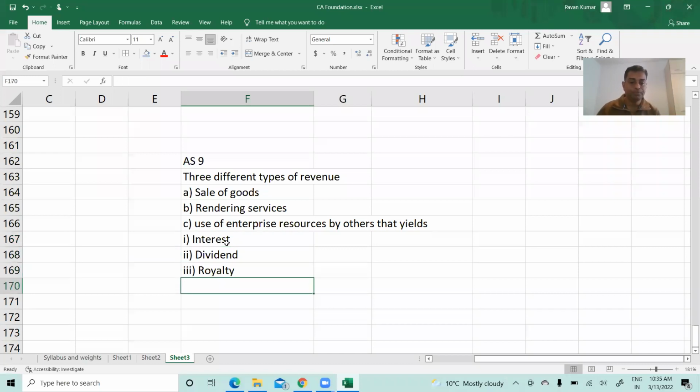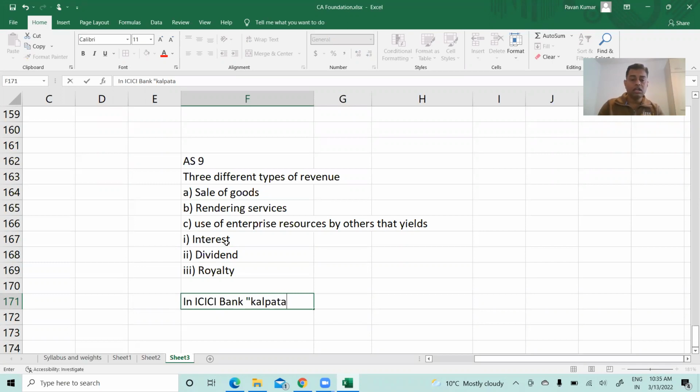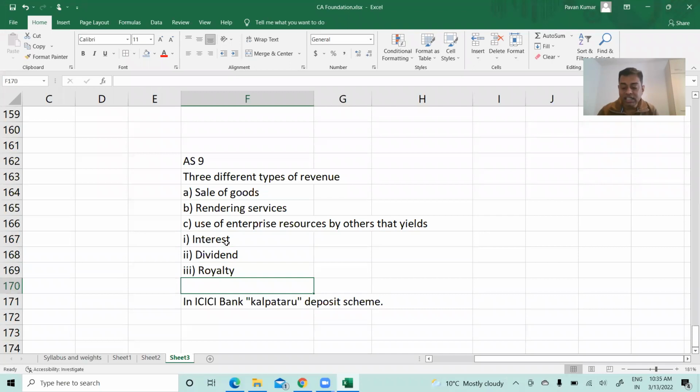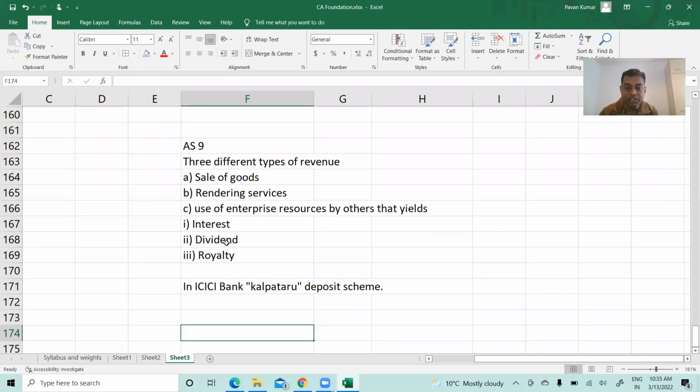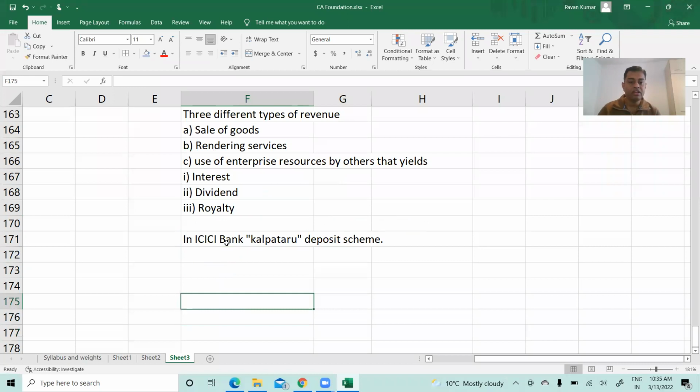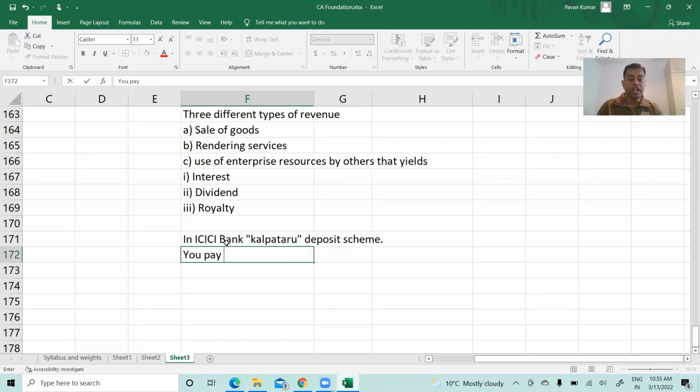I'll give you one example. In ICICI Bank, for example, there is one Kalpataru deposit scheme. In ICICI Bank, there is no deposit scheme by name Kalpataru. It is only an example, wherein you pay 1 lakh rupees. That will be doubled in say 100 months.